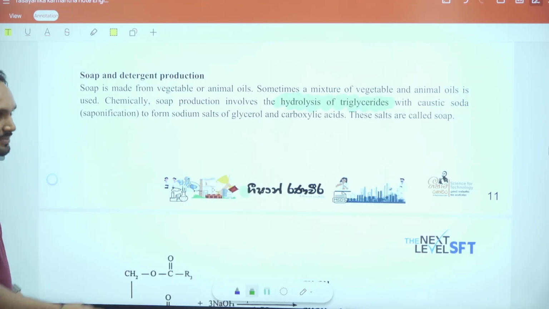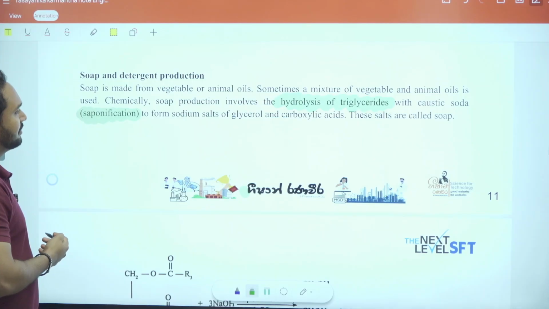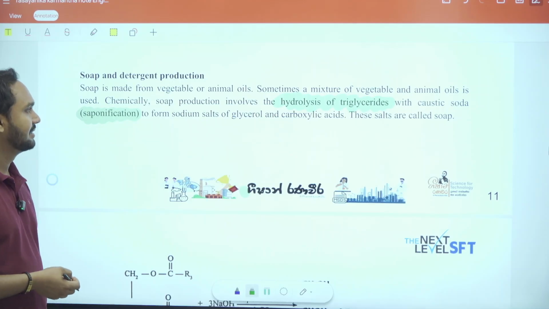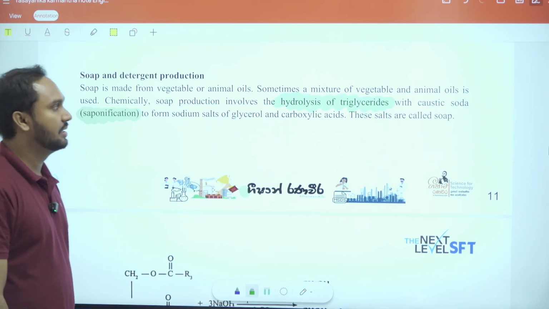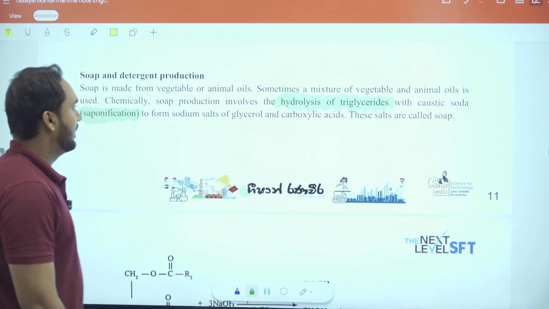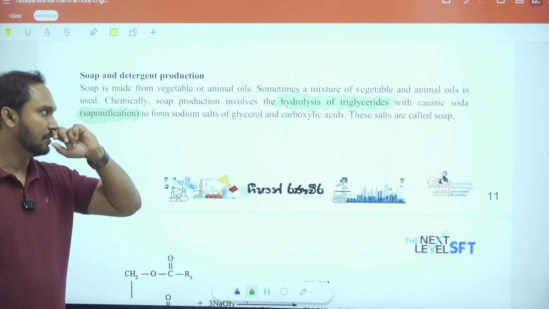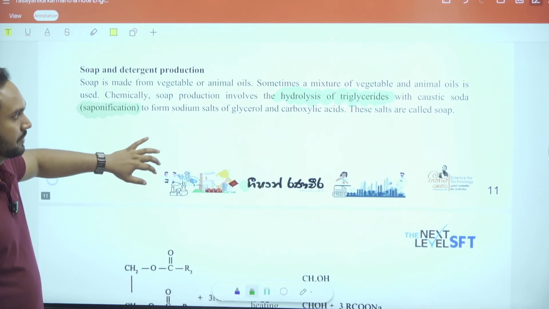This is called saponification. I can sound it "sapo", but it's actually "sapo". Right? To form sodium salts of glycerol and carboxylic acids. So the end products will be the sodium salts and glycerol, and carboxylic acids are produced at the end. We'll discuss it. The salts are called soap.